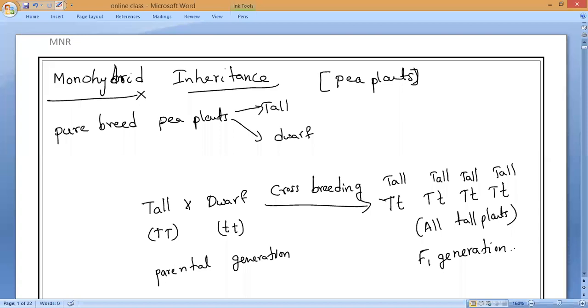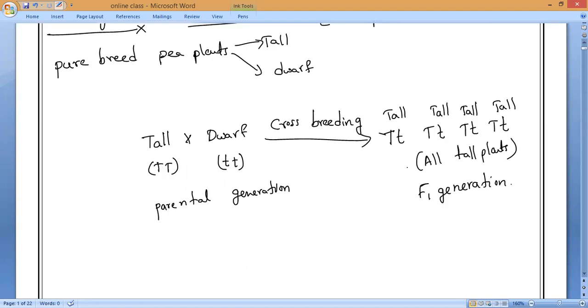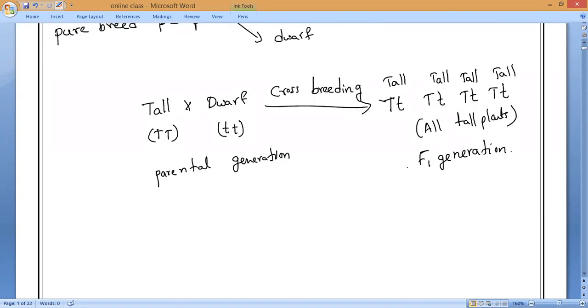In the F1 generation, Mendel noticed that all the plants obtained from the parental crossing are tall plants only. So one of the characteristics disappeared completely. What is the characteristic that disappeared? Dwarfness. Dwarfness does not appear at all in the F1 generation, and no dwarf plant is obtained.